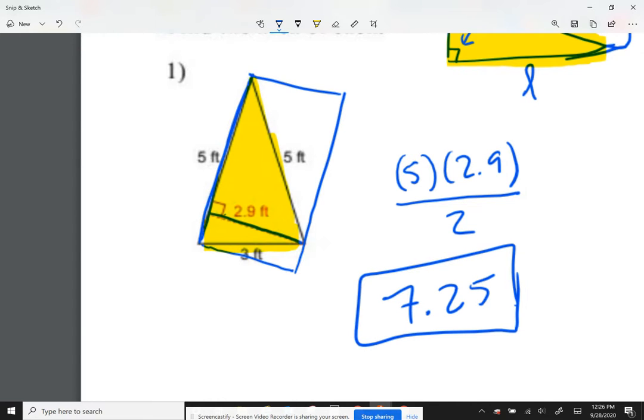Don't worry about measurements. At this point, I'm not going to concentrate on measurements, just concentrate on the number. There are some values on the pictures that you guys are not going to use. This 5 and this 3, we did not use. So once again, I'm going to go length times width. Length and width are those that intersect at 90 degrees. So I'm going to go length times width divided by 2.